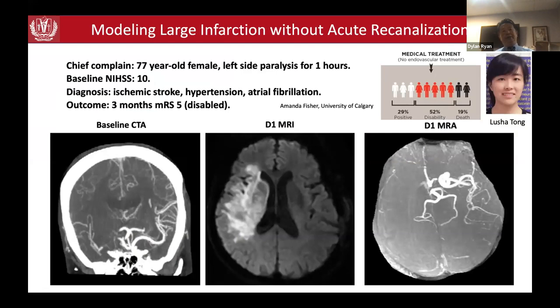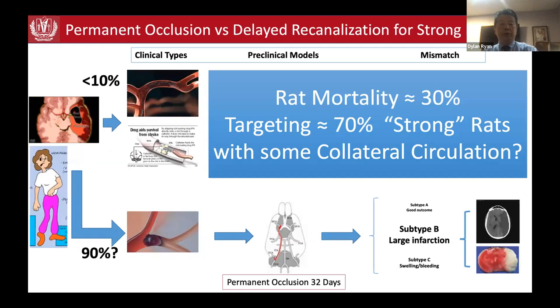By Amanda Fisher's many years of calculation, in this type of stroke, 20% of patients die and 50% are disabled. So we try to mimic this very deadly problem. We use something called a permanent occlusion. We occlude the middle cerebral artery for 30 days, and 30% of the animals will die. For patients, it's 20%, but you have an ICU, right? You try to save patients. That's why your mortality is 20%. If you don't do anything, more than 20% of patients will die. So 30% of rats die because we don't have an ICU for rats.